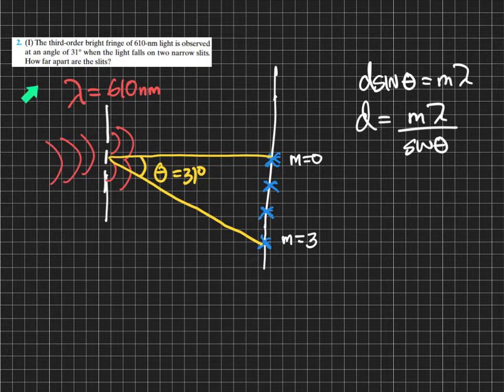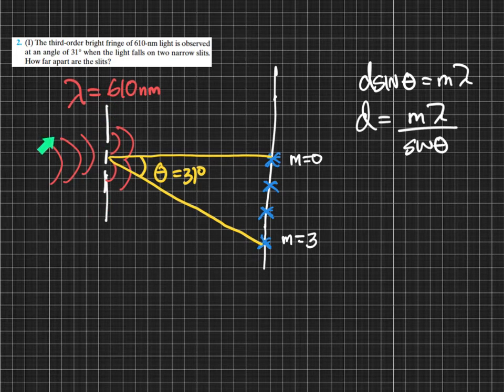The second problem says the third order bright fringe of 610 nanometer light is observed at an angle of 31 degrees when the light falls on two narrow slits. How far apart are the slits? So basically what we're trying to find is d in this case. I know my wavelength, 610.